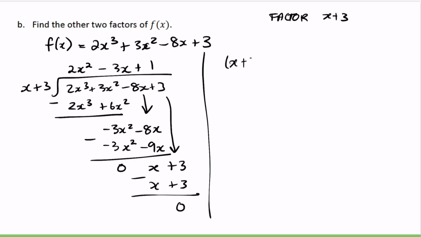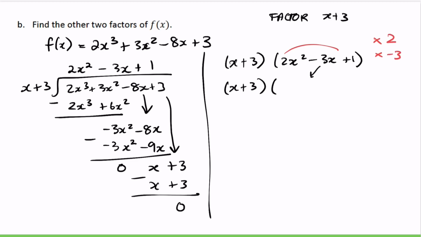So now I have a factor. I have my divisor. Again, there's a value out the front, so I have to use the a times c technique. So a times c, which will be 2 times 1, means I need two numbers that multiply to give me 2, add to give me the middle term, which is negative 3. That'll be negative 2 and negative 1. So split the middle term: 2x squared minus 2x minus another x plus 1.